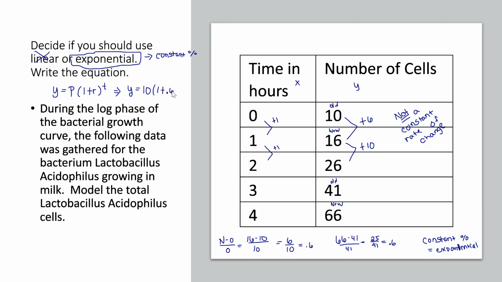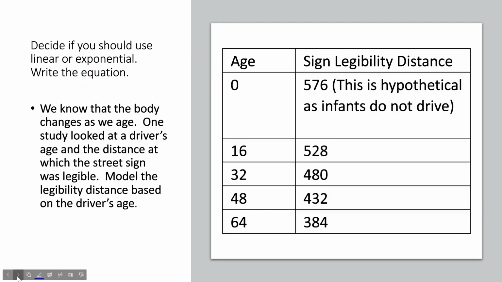My decimal here is positive. That's the first we've had a positive. But when I did the new minus old, I got a positive. So that's what I plug in to the T power. And then like we've done at other times, I'll go up here across the top of my screen. I do want to do the math in the parentheses. So Y equals 10 times 1.6 to the T power. And so I've come up with an exponential model that fits the data in the chart. Let's take a look at our second example.